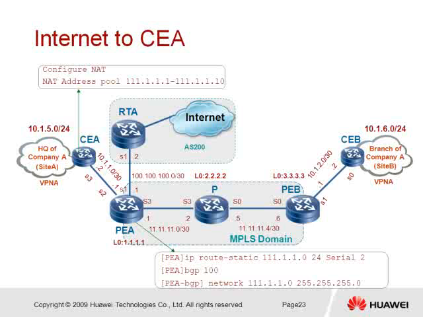To configure NAT to translate the address of the packet whose source IP address is 10.1.5.0 and the destination IP address is 100.100.100.0. Here we configure the public address pool range as from 111.1.1.1 to 111.1.1.10 by using the command nat address-group.